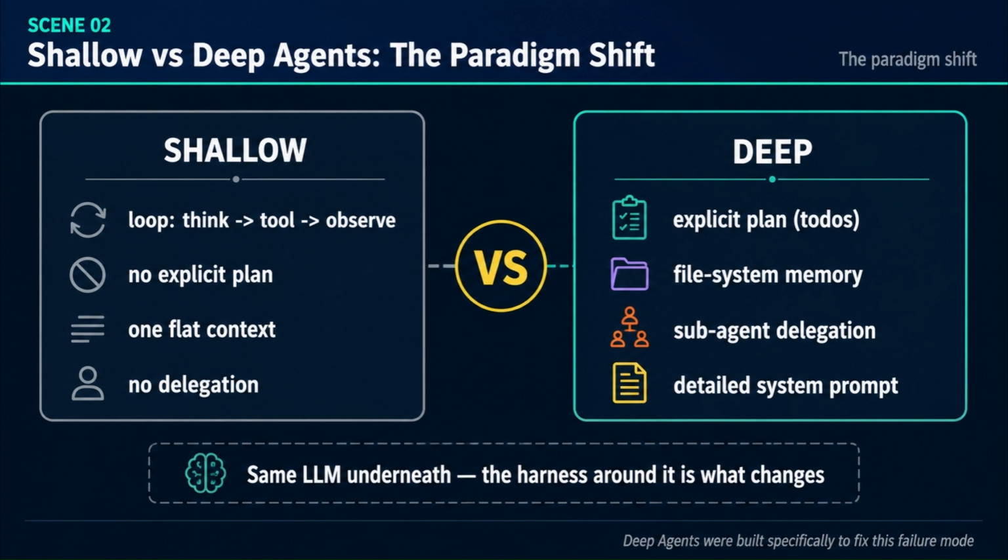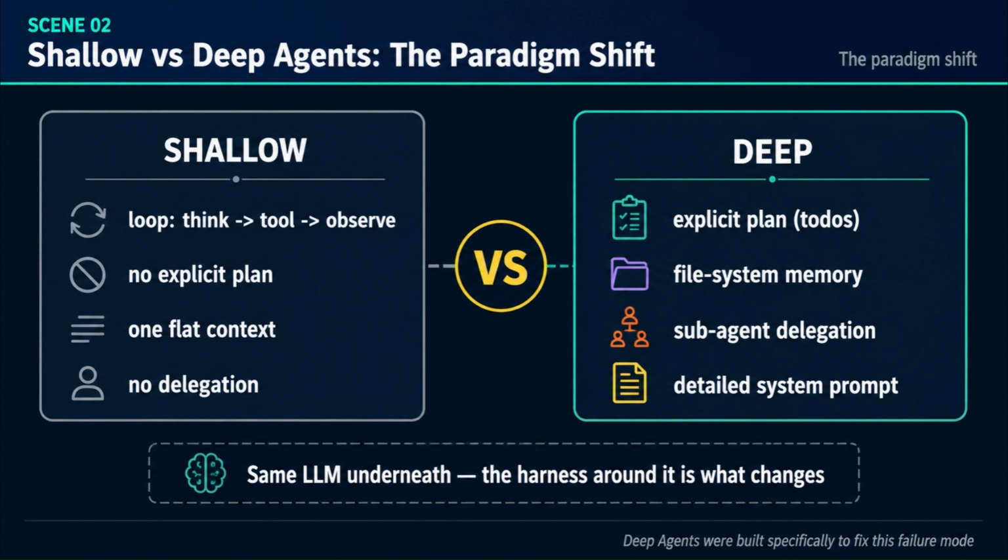Let's make the shallow versus deep distinction concrete. Because the underlying language model is frequently identical, what changes is the harness wrapped around it. A shallow agent loops through think, call a tool, observe, with no explicit plan tracked anywhere, a single flat context that accumulates everything indiscriminately, and no mechanism for delegating work to anything else. A deep agent adds 4 specific capabilities on top of that same loop.